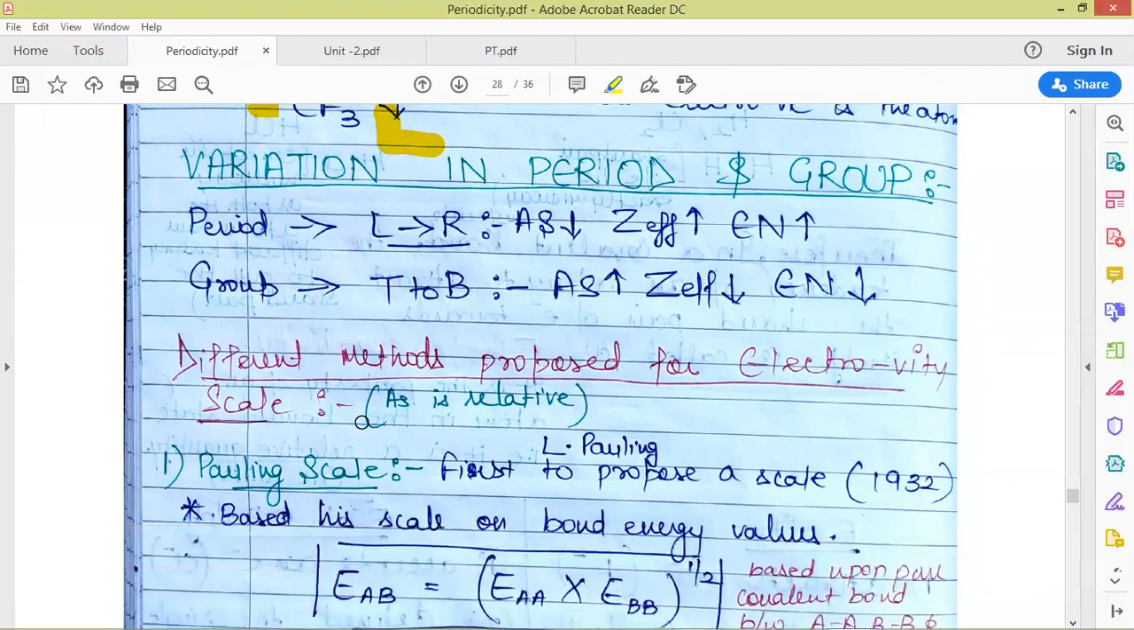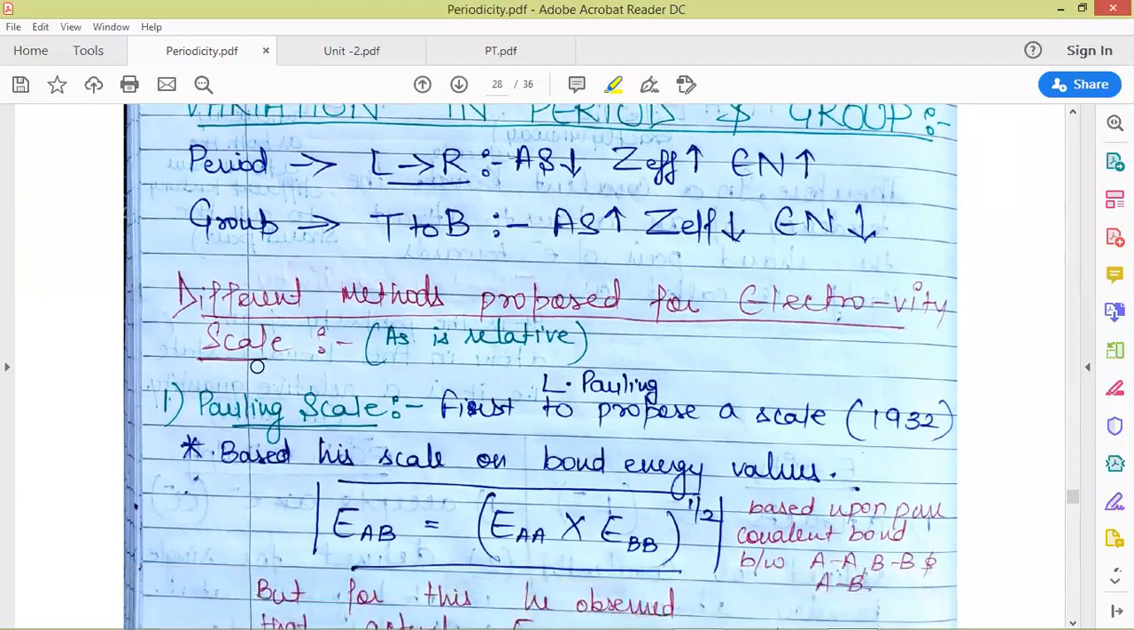Next part, we have different methods proposed for the electronegativity scale. Now, electronegativity cannot be measured directly. There is a scale for the measurement of electronegativity because of its relative nature. As electronegativity doesn't have any absolute values, scales were proposed for its measurement. Relative measurement of electronegativity was done, so different scientists were involved in the measurement of electronegativity.